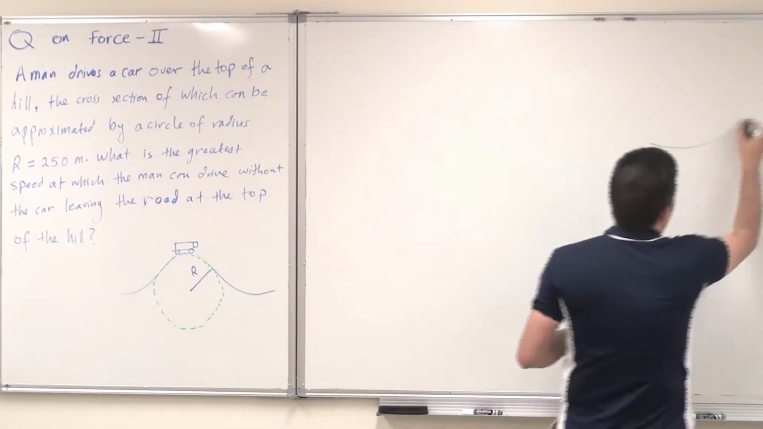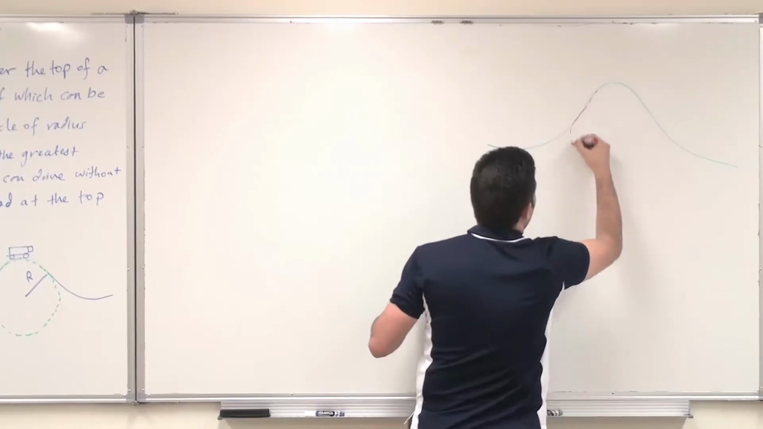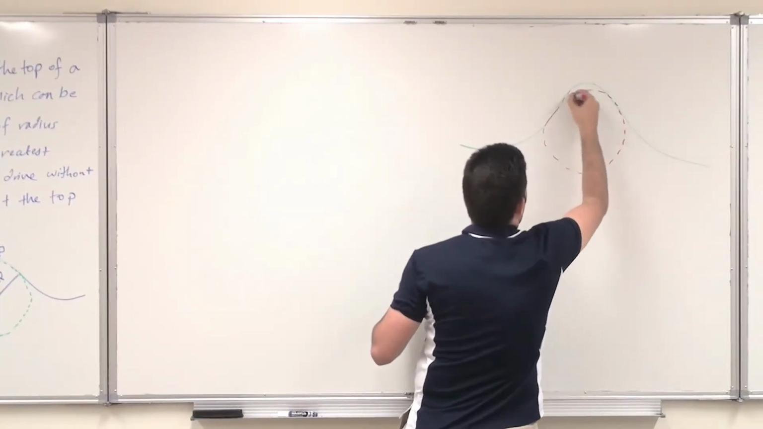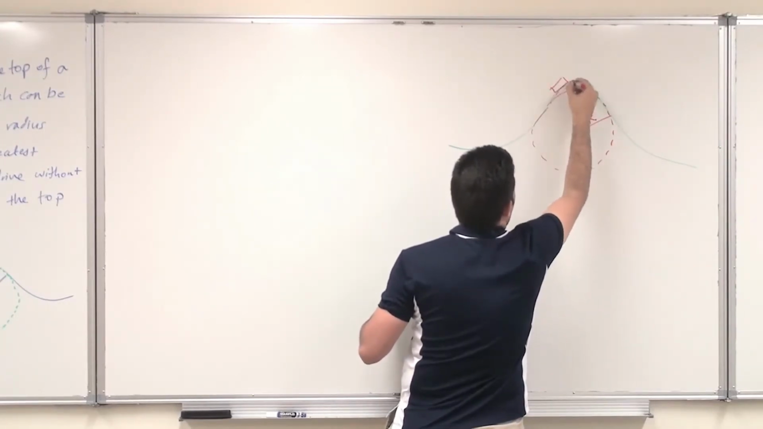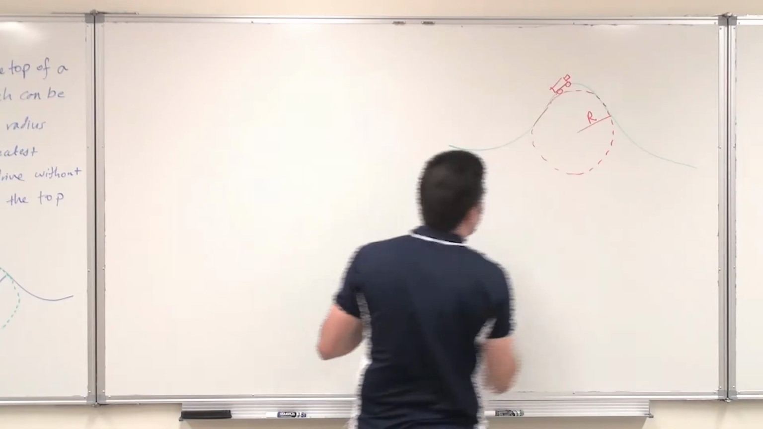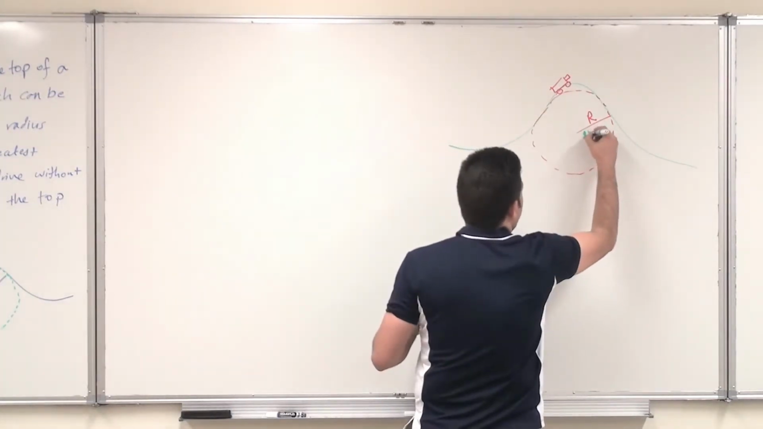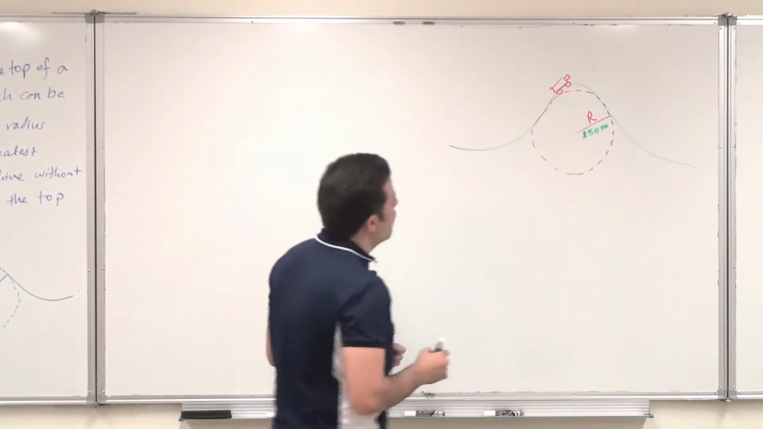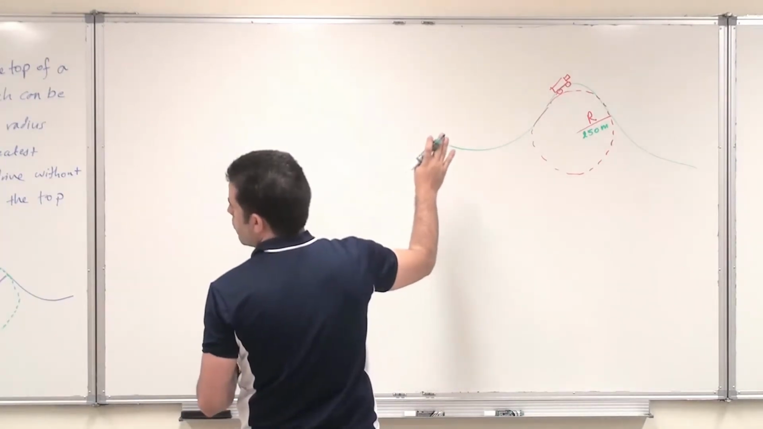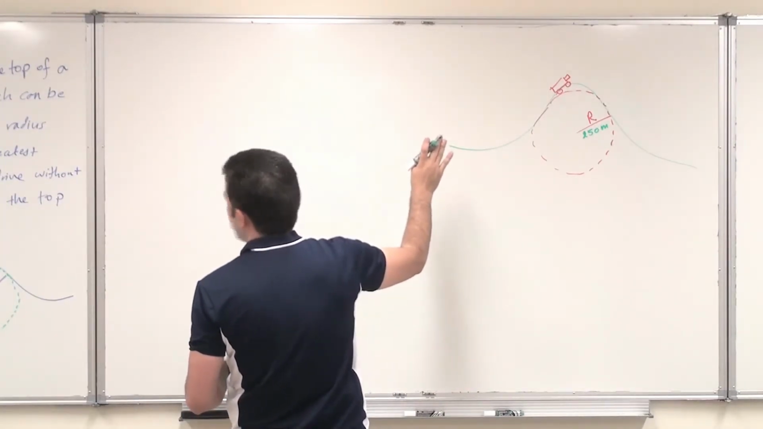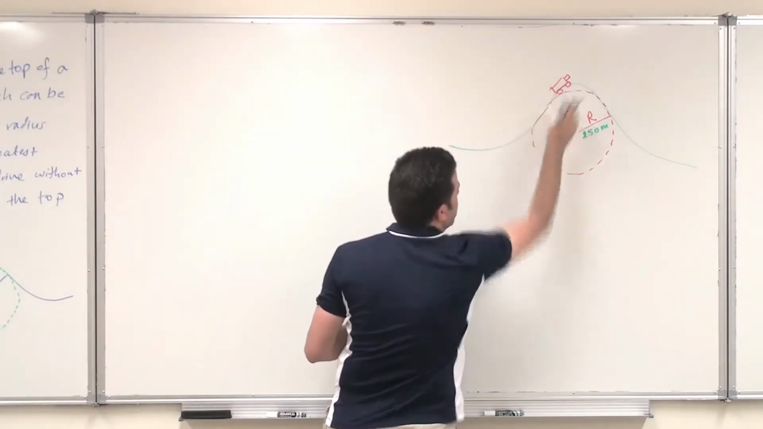A man is driving and then he reaches a hill, and this hill is approximated by a circle of radius r, and here is the car, and the car is reaching the top of the hill. If the hill radius is 250 meters, what will be the maximum speed, or the greatest speed, the man can achieve without leaving the hill at the top?